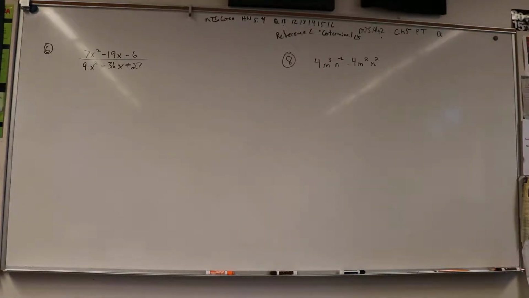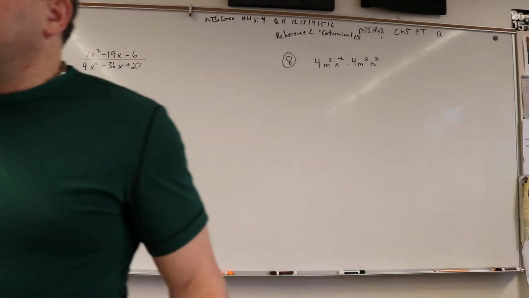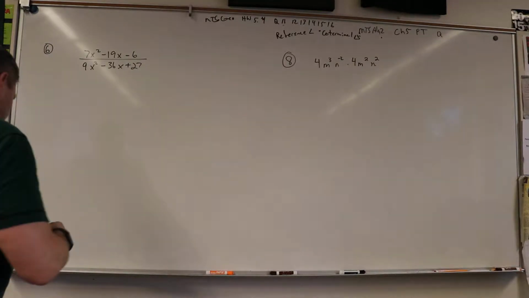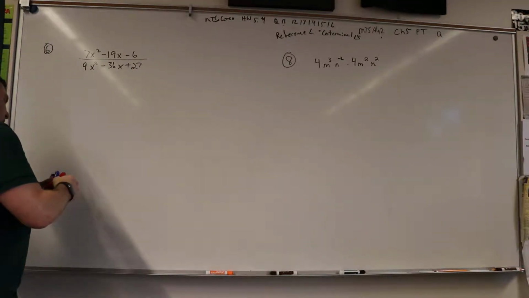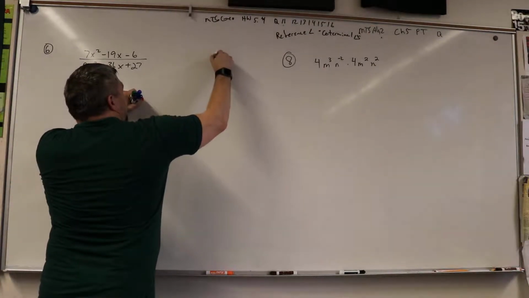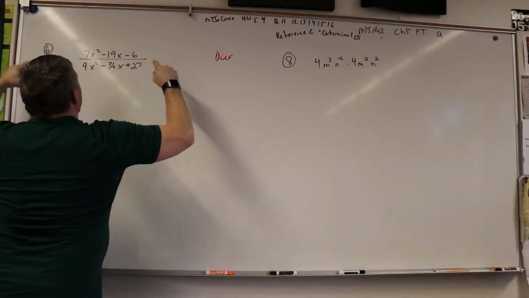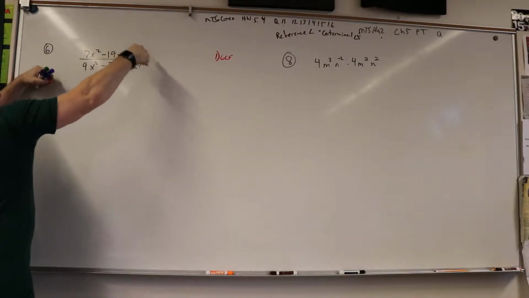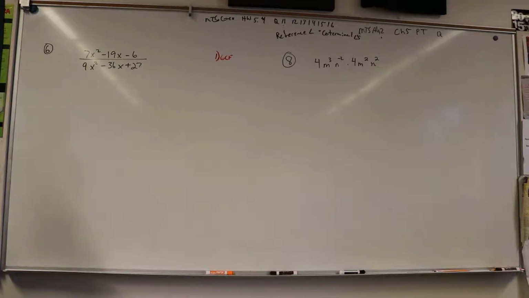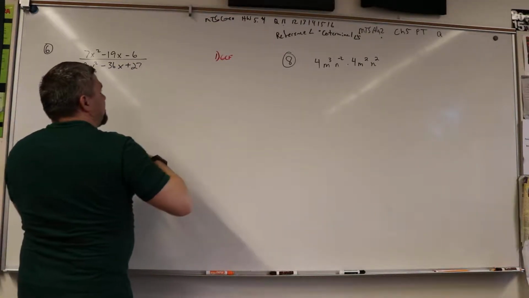Alright, so for problem number 6, we're going to do the 5-step method. The first step to the 5-step method is GCF. So I want to know what goes into 7, 19, and 6. No. 1. So nothing really goes into them all, right? So GCF's done.